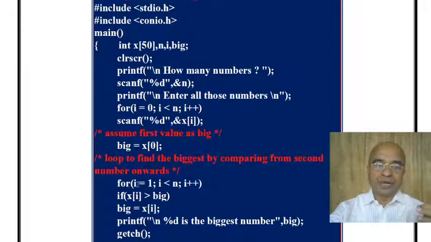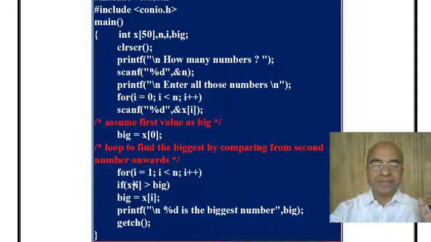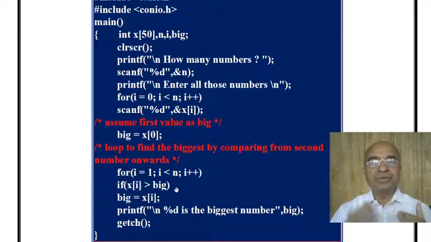So a for loop is being used here. I is equal to 1, because the first number is already taken as the big number, x of 0. For I is equal to 1, I is smaller than n, I plus plus. If x of I is greater than big, big is equal to x of I. This is the main part of the program.